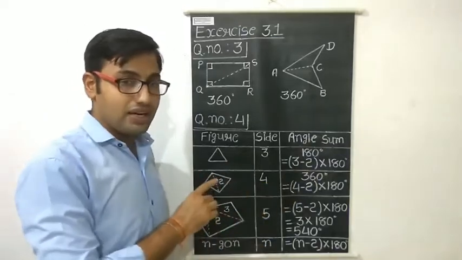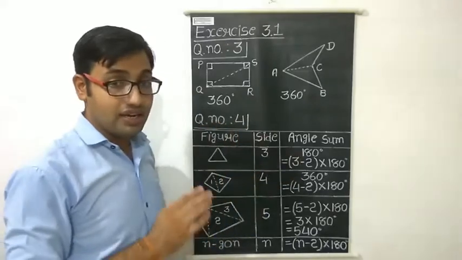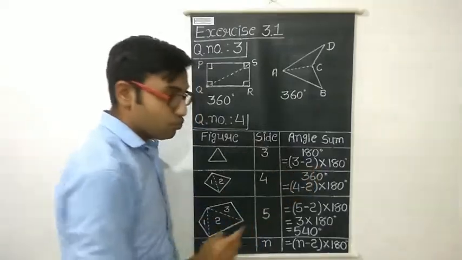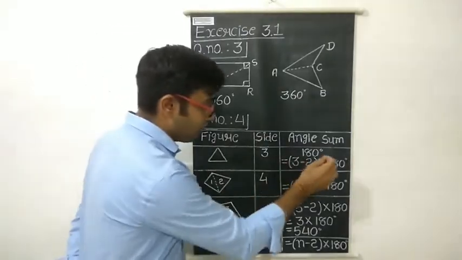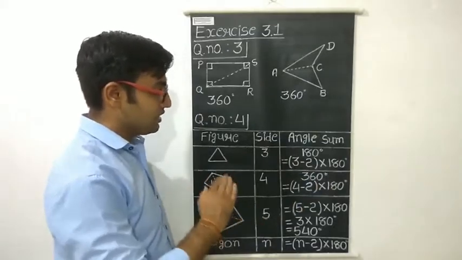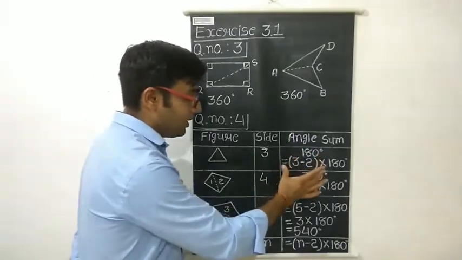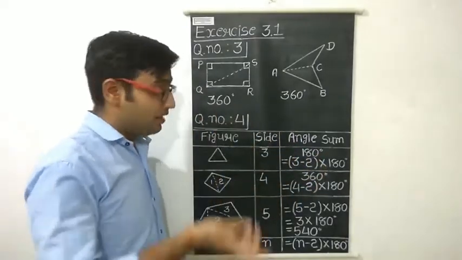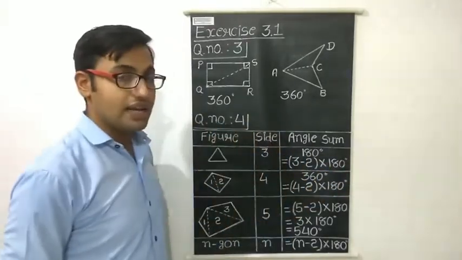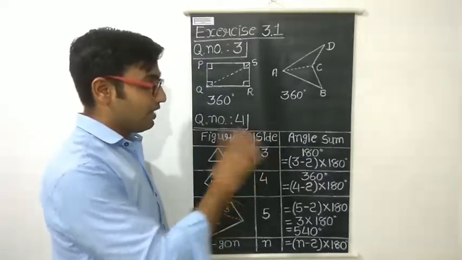If we multiply 180 degrees with 1, then nothing will happen to 180 degrees. Why? Because 1 is the multiplicative identity. So 3 minus 2 gives us 1, and 1 into 180 degrees is equal to 180 degrees. So we are not changing the value of 180 degrees. We are just representing 180 degrees in another form, because we want to relate the side and the 180 degree angle. Okay. In the next example you will also understand why we do this.